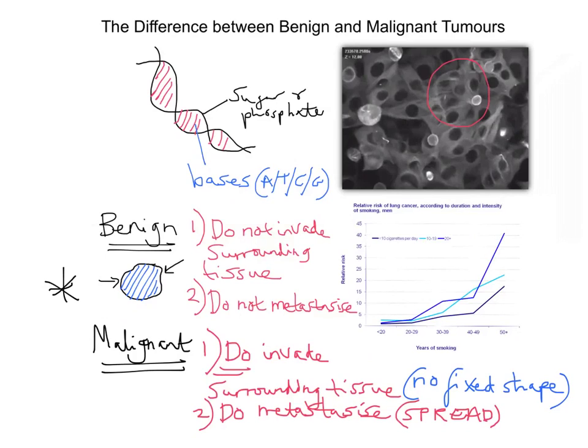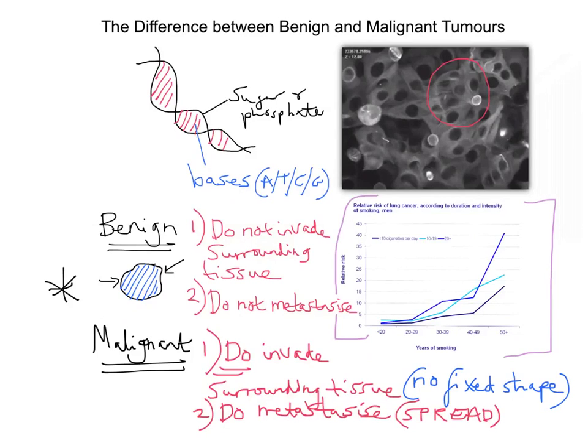Now, to finish, I just want to focus on this particular graph that I've included in this video. What we've got here is on the x-axis the years of smoking, and scientists have studied the relative risk of lung cancer according to duration and intensity of smoking in men. They have three distinct lines, the dark blue being 20 or more cigarettes, the light blue 10 to 19 cigarettes, and the black less than 10 cigarettes a day. And they found a link, or the better word perhaps is correlation, between the number of cigarettes smoked and the relative risk of lung cancer.